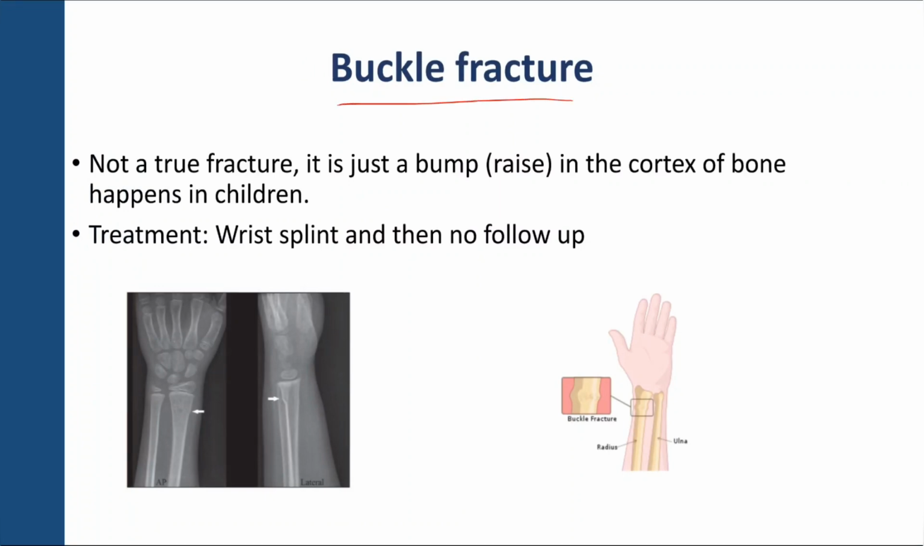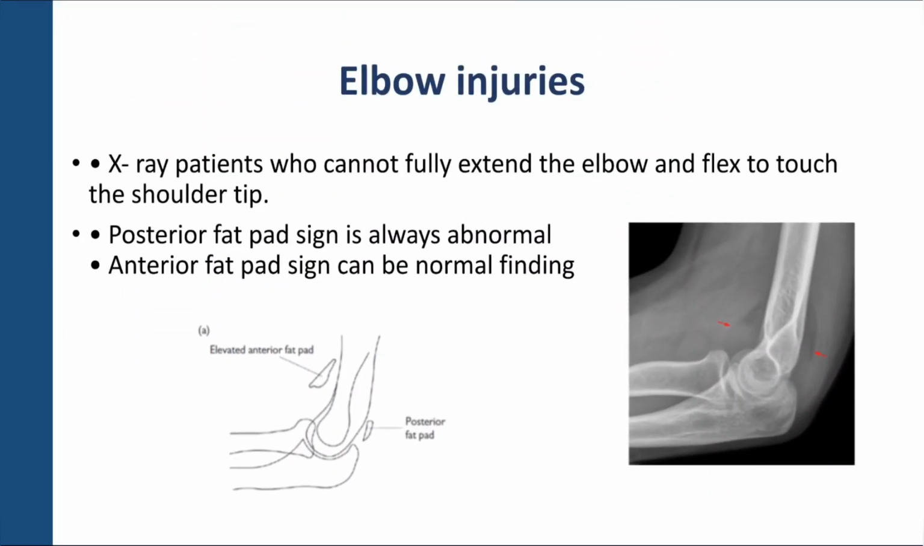Buckle fracture. In the buckle fracture, it is not a true fracture. It is just a bump, a raise in the cortex of the bone. It happens in children. There will be pain and very mild swelling. You have to put a back slab or do just a wrist splint. If you put the back slab, it should be below the elbow. No follow-up needed. Just give painkiller and after 2 weeks remove the splint or the back slab.